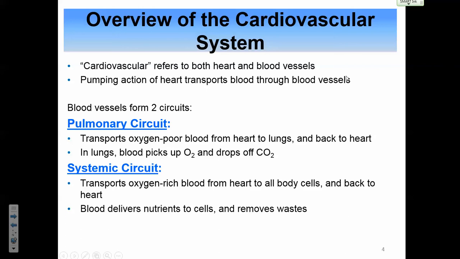So that may not make sense with me just talking about it. I know I didn't explain that real well, but as we go through the heart and look at all the different parts and follow a drop of blood through it, you'll see these two circuits in action.